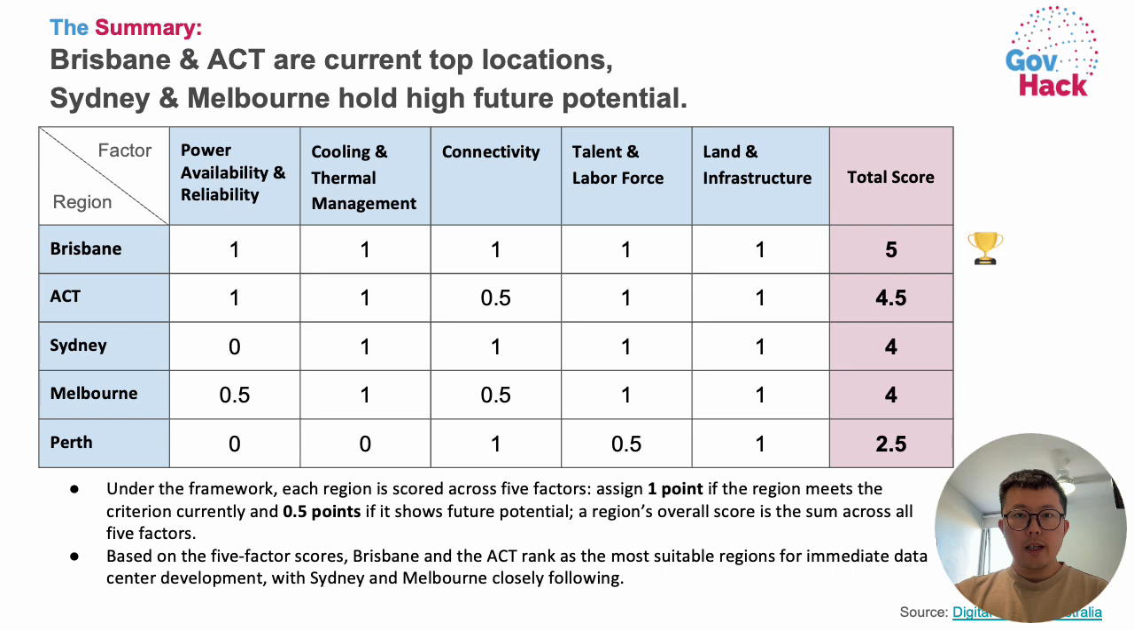Under the framework, each region is scored across the 5 factors: 1 point if the region meets the current criteria, and 0.5 point if the region shows future potential. Overall, Brisbane scored the highest to be the region to develop an international data center hub, closely followed by ACT, and Sydney and Melbourne with great potential.